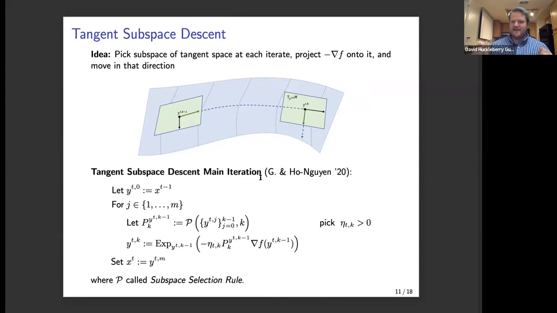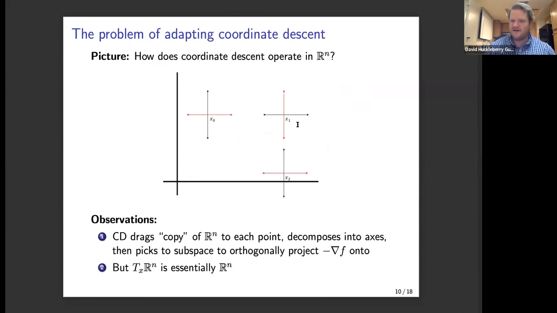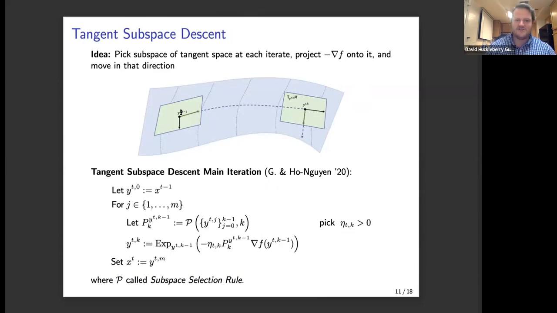So the idea here is that what I'm essentially going to do is drag, or more generally select, orthogonal subspaces at every iteration, project the negative gradient onto it, and then move in the direction of the negative gradient. And you can see that here in this picture, which parallels what's going on back here. So I start off at this Y, pick a subspace, project onto it, move in that direction, pick another subspace, and move onto it. So what am I doing?